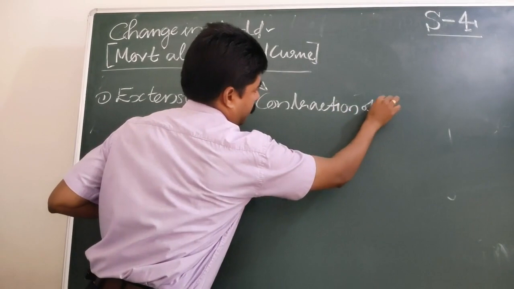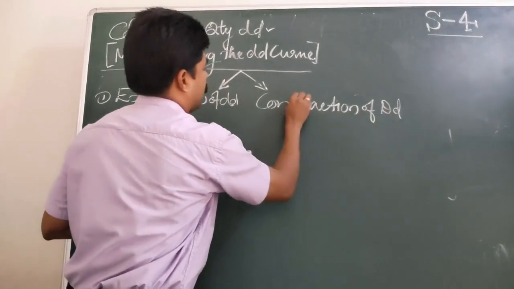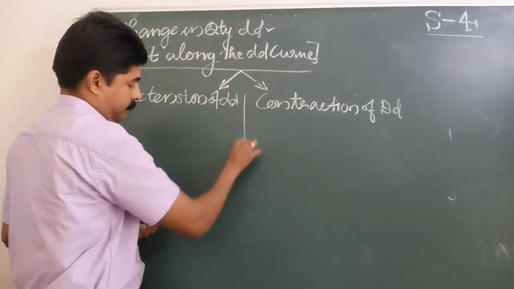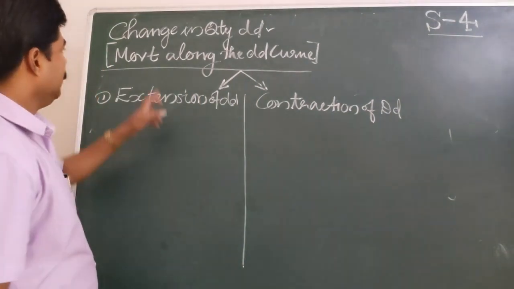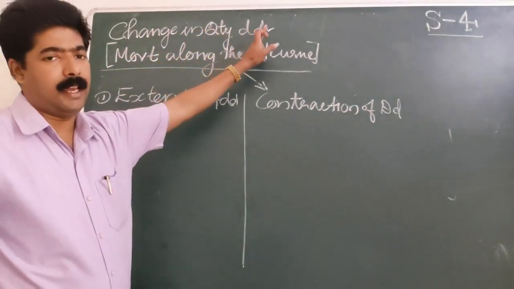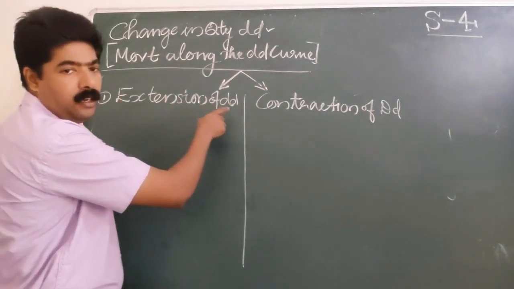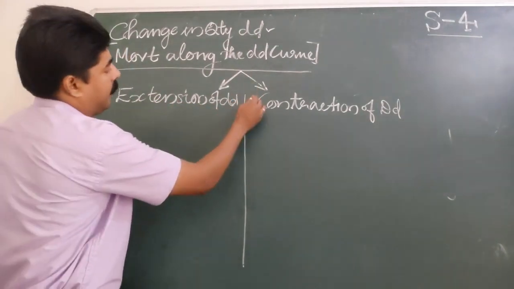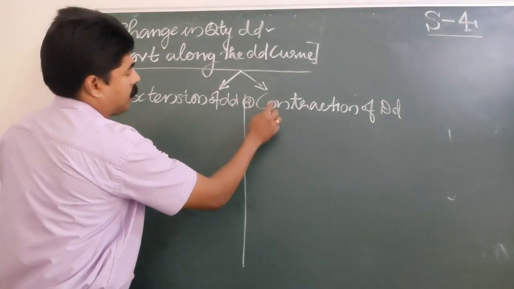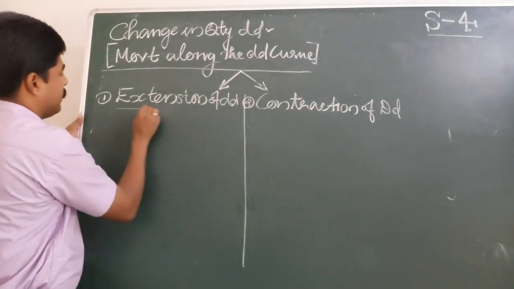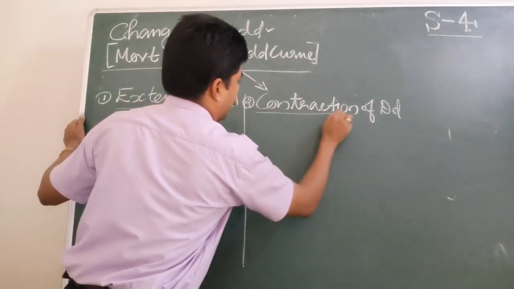Contraction of demand. Change in quantity demand may be of two types. Number one is extension of demand, and number two is contraction of demand.